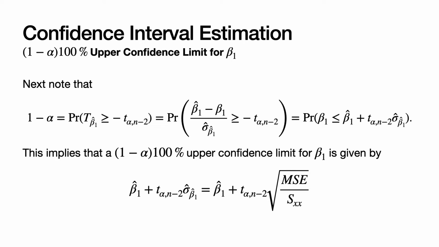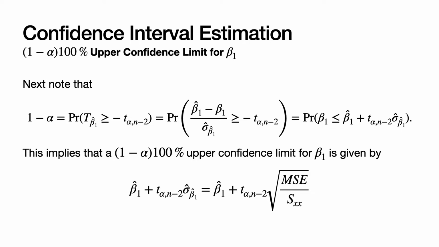Next, note that the probability that the studentized version of beta 1 hat being greater than or equal to the negative of the t-value, that probability is 1 minus alpha. Again, replacing the studentized version of beta 1 hat with the expression that it's equal to, and a little bit of algebraic manipulation and rearranging inside the parentheses gives us the probability on the right-hand side, which says that the probability that beta 1 is less than or equal to beta 1 hat plus the t-value times the estimated standard error of beta 1 hat, that probability is 1 minus alpha.